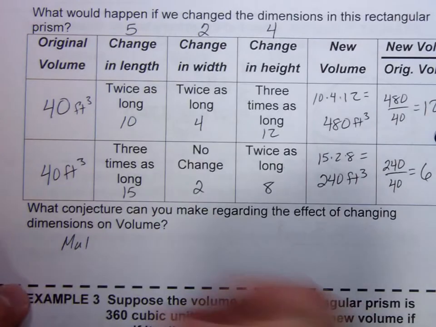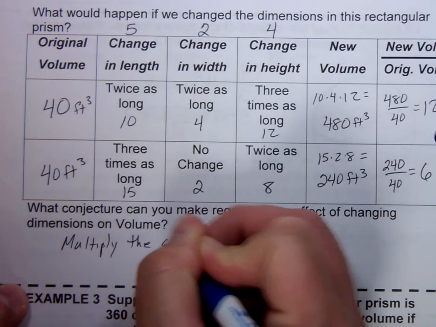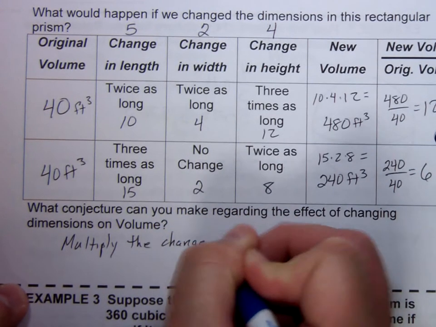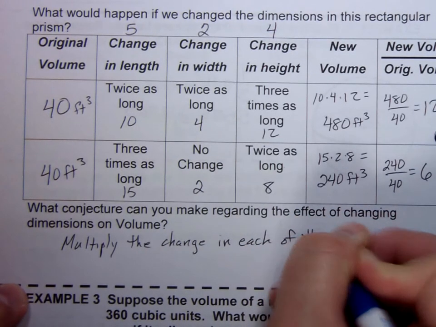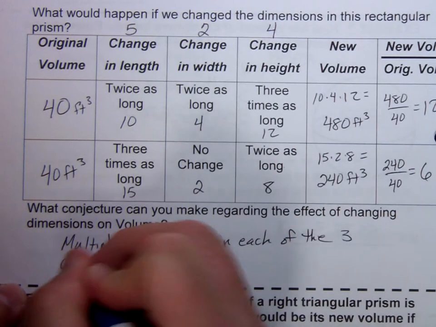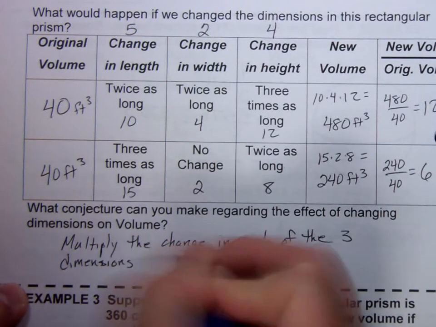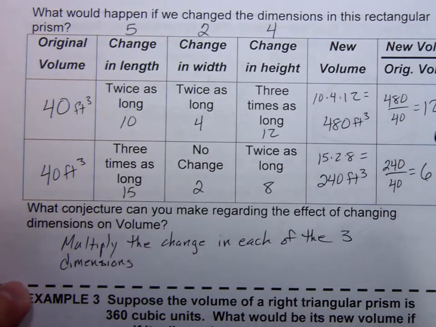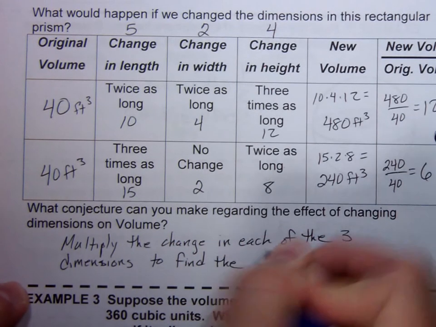So let's write this out. So multiply the change in each of the 3 dimensions to find the change in the volume.